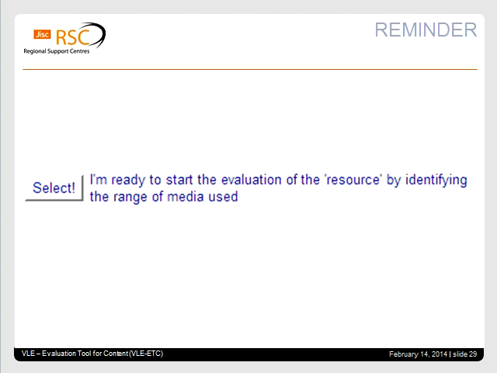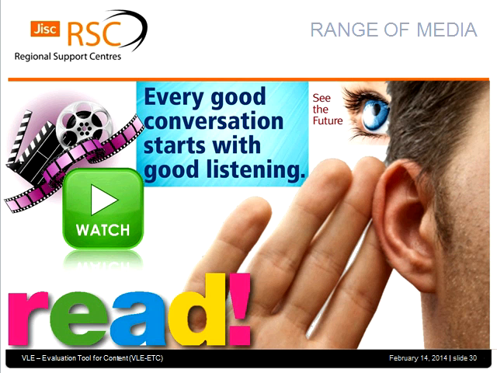Clicking the select button will start the evaluation by looking at the range of media used in the content that they are evaluating. That's all for this Getting Started clip, and when you're ready, take a look at the next clip, which is looking at a content's range of media.